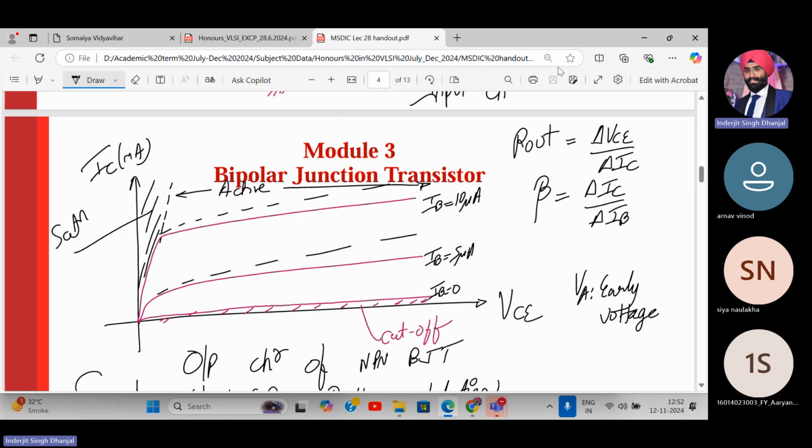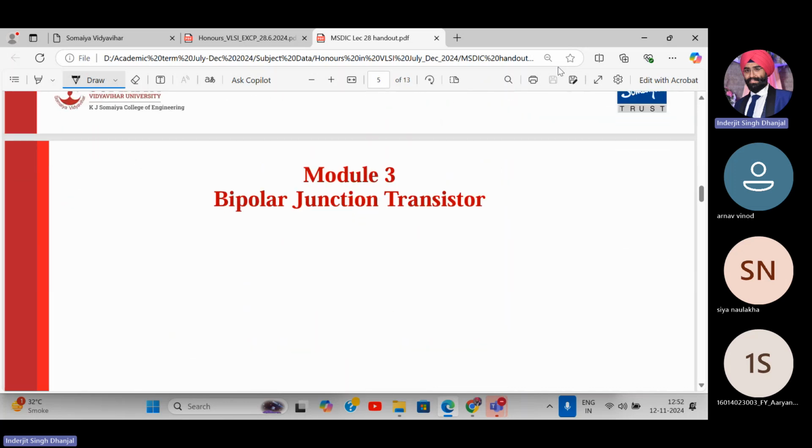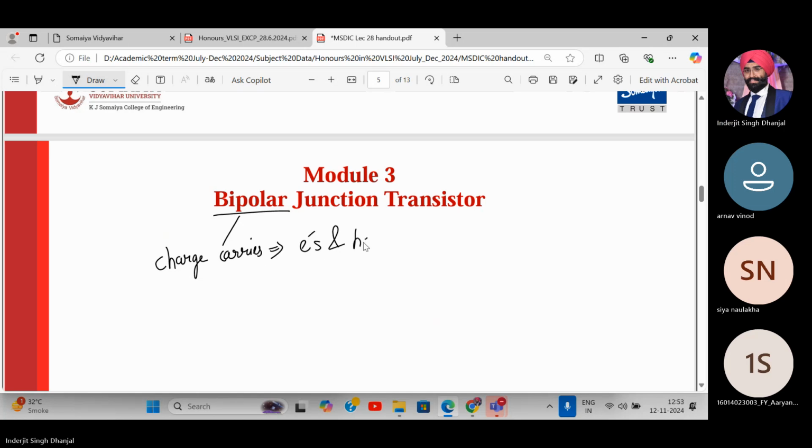Okay. Why is this BJT called bipolar? Can anyone tell? Because the current flow is due to both types of charge carriers. And what are the charge carriers over here? Electrons and holes. Yes or no? Hello, do you agree? Yes, sir.